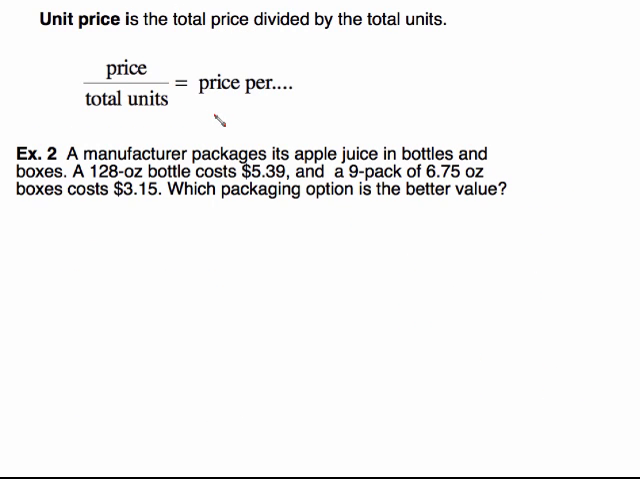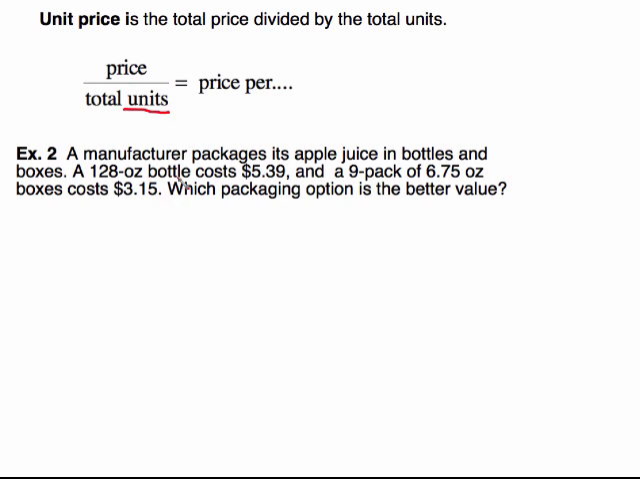What we just used there is what's known as unit price. Unit price is the total price divided by the total units. It could be ounces, it could be sheets, it just depends on what's in the problem. But price per something is always price divided by the number of units.